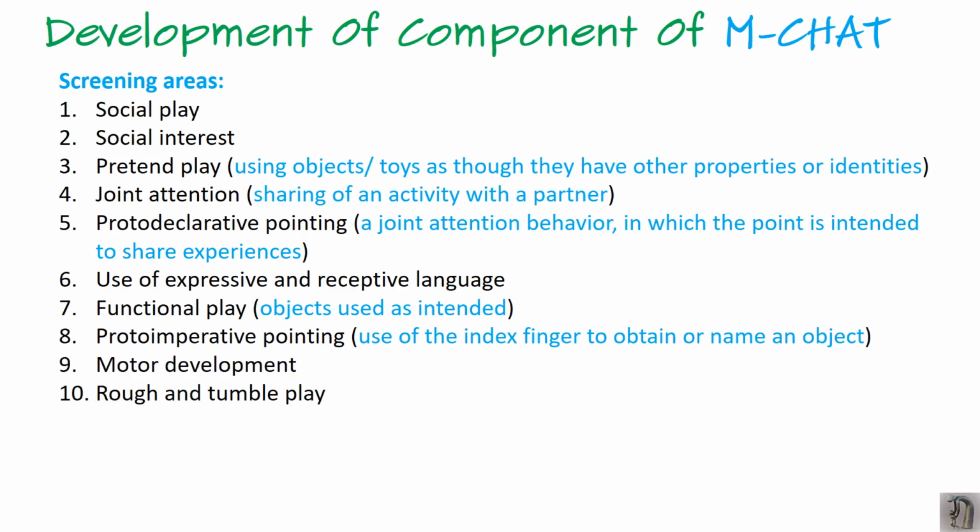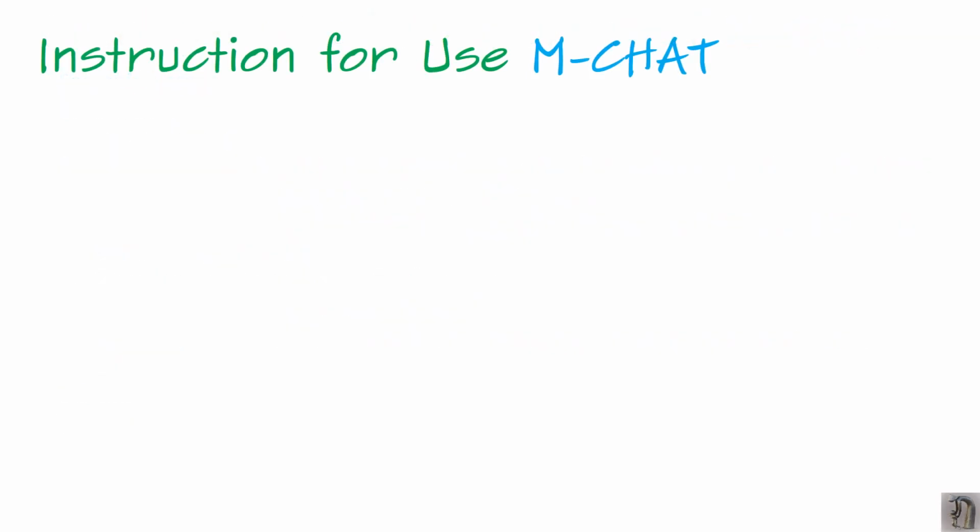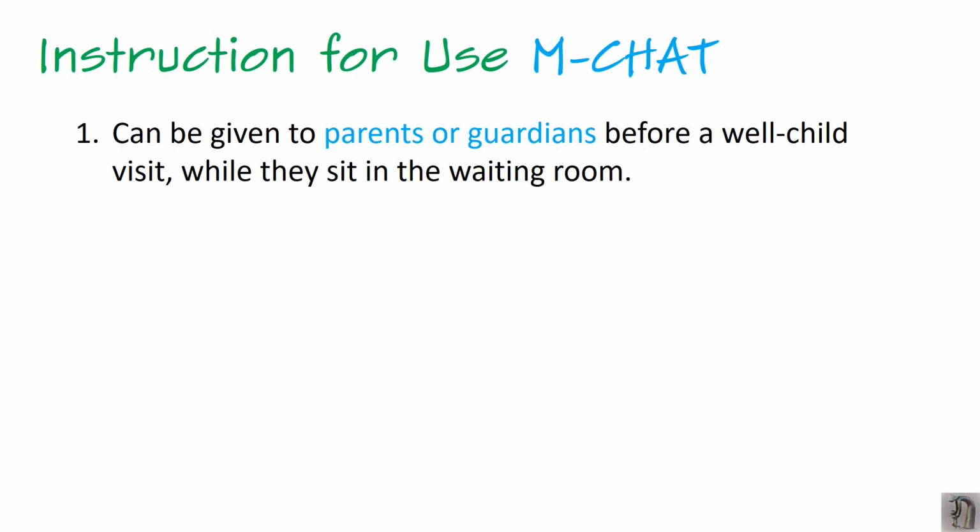Motor development, then you have rough tumble play, then you have sensory impairment. These are all items available in the component to assess. Then let us see what the instructions are, how we can use this M-CHAT.